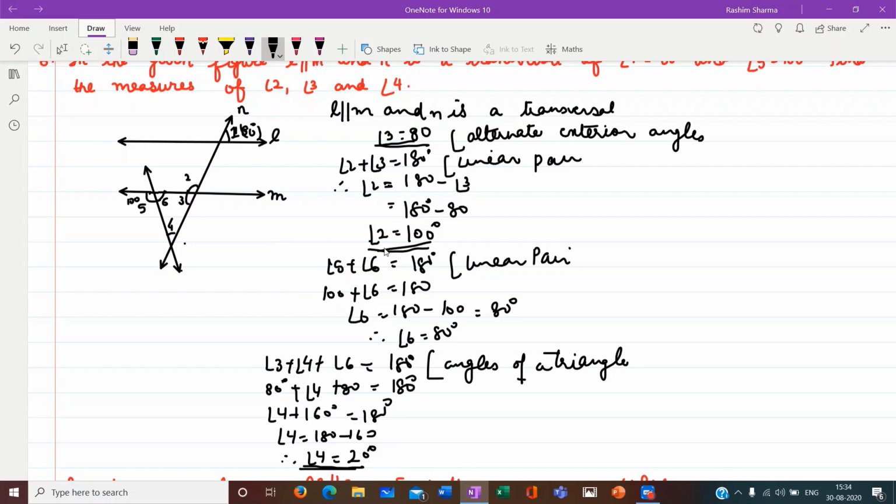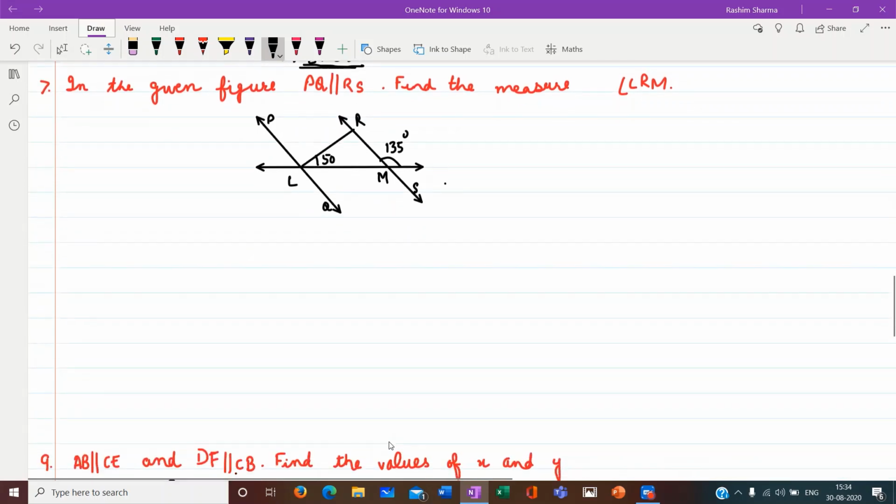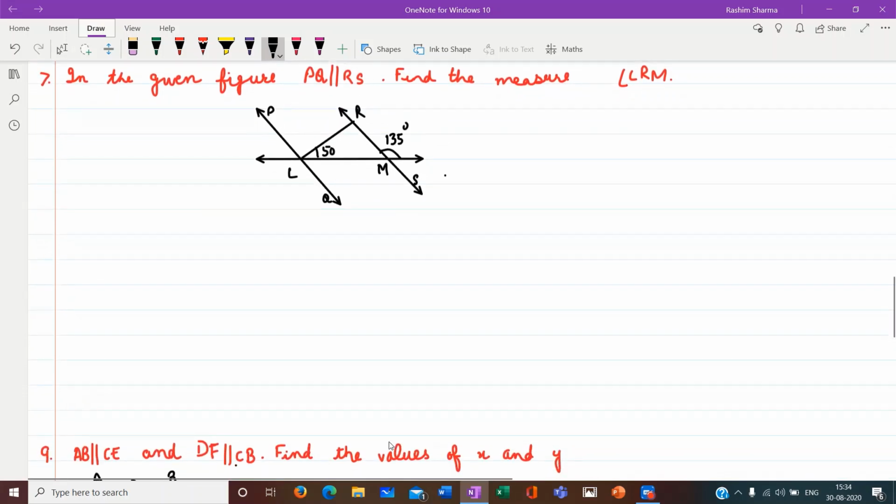So we get angle 2 is 100, angle 3 is equal to 80 degree and angle 4 is equal to 20 degree. Alright. Now let us start with question number 7. In the given figure, PQ is parallel to RS. Find the measure of angle LRM. So in this given figure, we can see angle LRM.